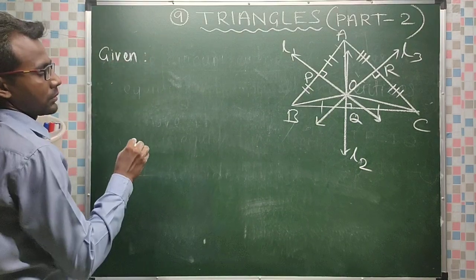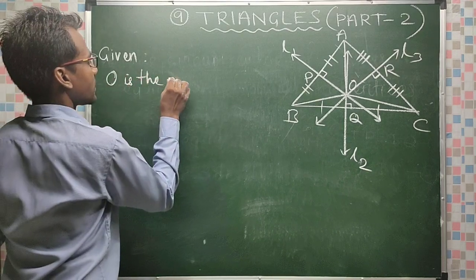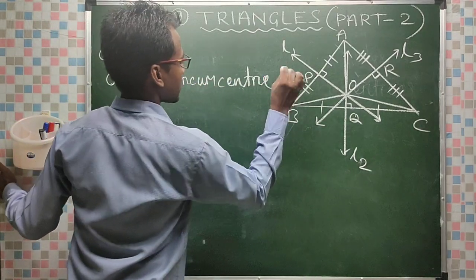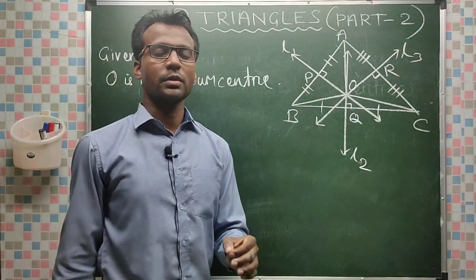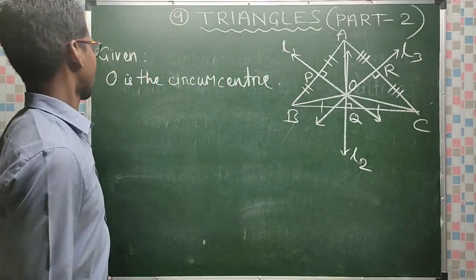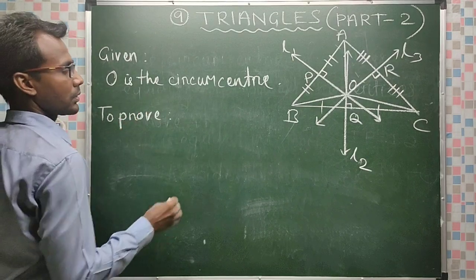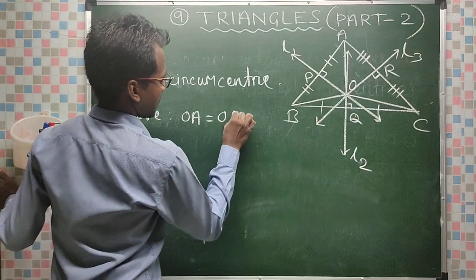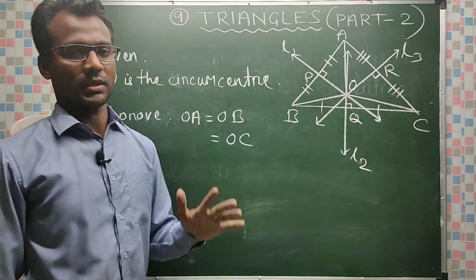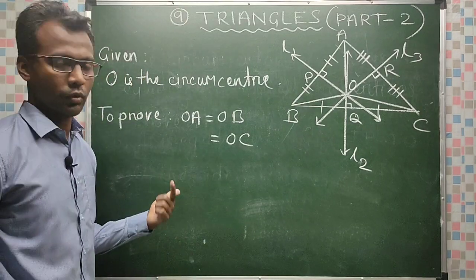Given: O is the circumcenter, means it is the point of intersection of the three perpendicular bisectors which are L1, L2 and L3. This is given. To prove: OA is equal to OB is equal to OC, means O is equidistant from all the three vertices. This is our target. We don't need any construction here. Let us go to the proof.